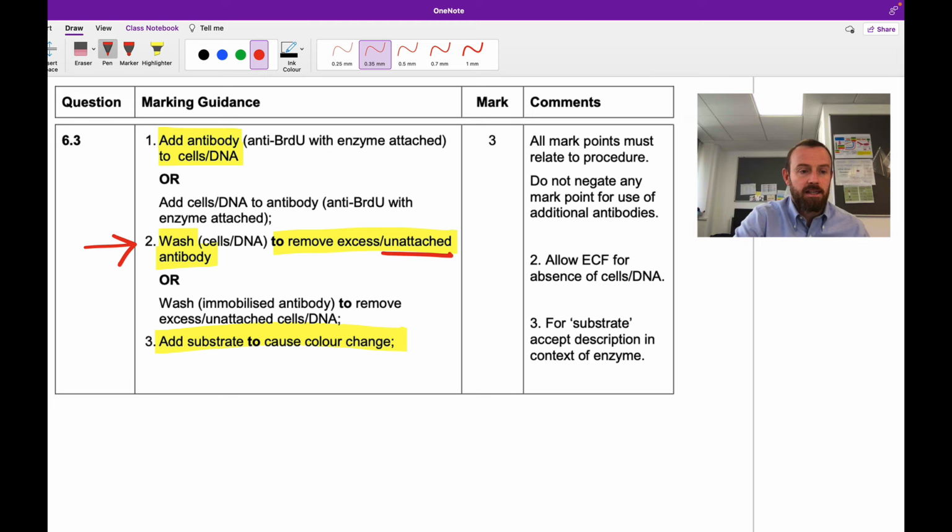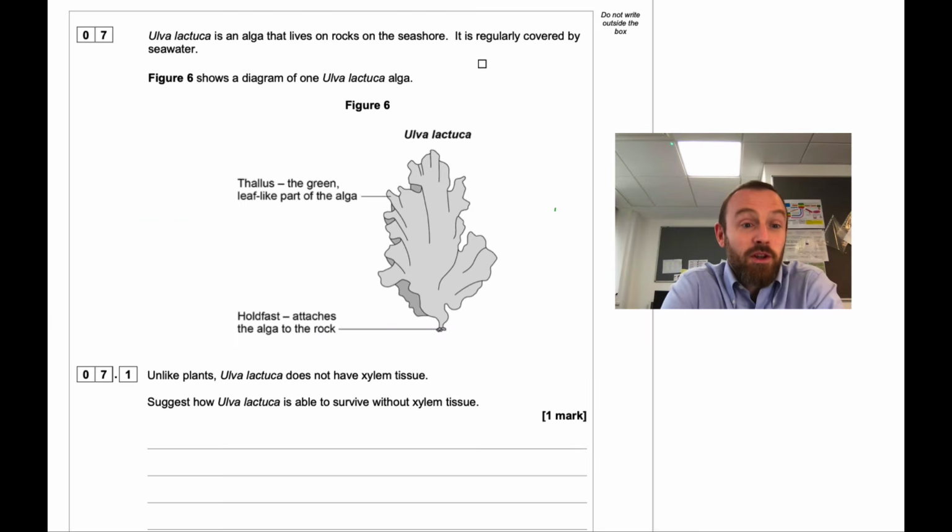Okay, so that's ELISA. On to question 7. Ulva lactuca is an alga that lives on the rocks on the seashore, and it is regularly covered by seawater. Here's a diagram of it. We've got a thallus, a bit like a leaf, and a holdfast that attaches the algae to the rock. That might be important for keeping it anchored in the face of waves. Maybe that's going to come up later on.